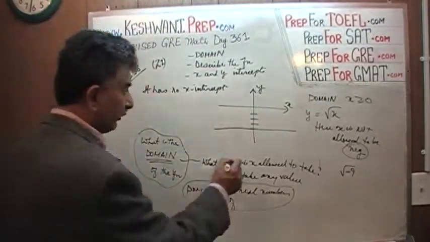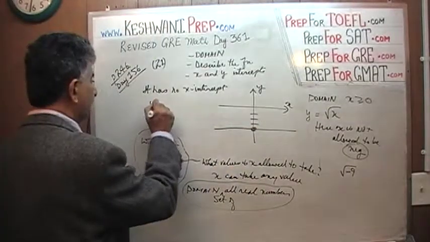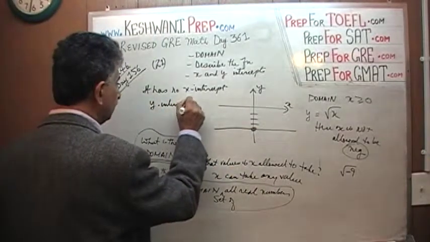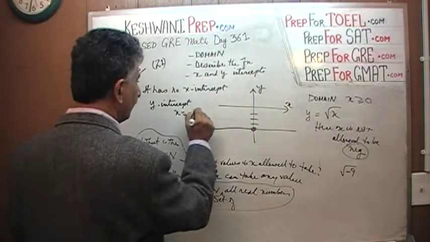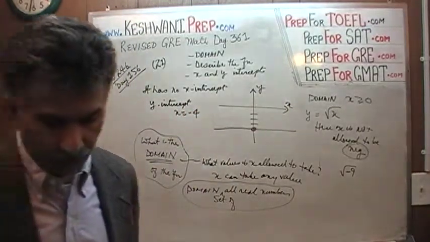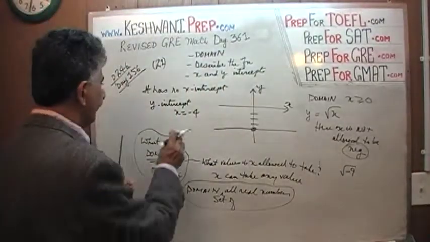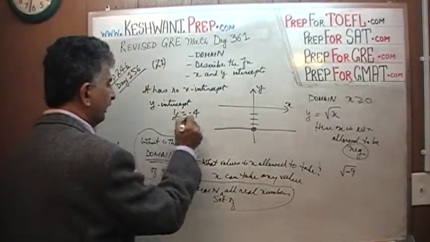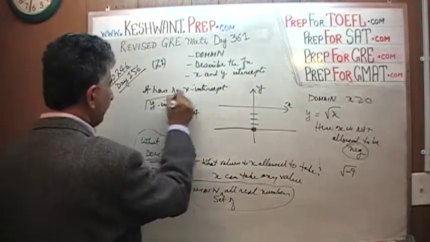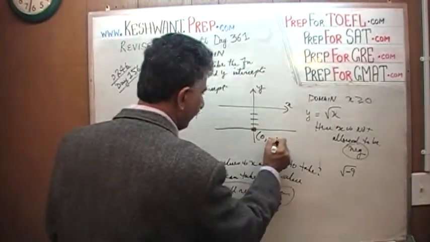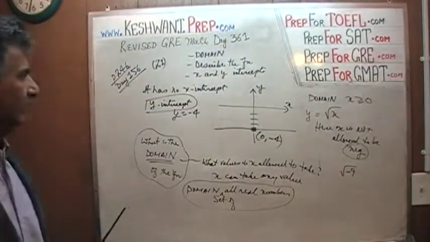What's the y-intercept? Oh, the y-intercept is very straightforward. It's right here. Where does it cut the y-axis? The y-intercept is when y is equal to -4, right here. This point, the y-intercept is (0, -4). That's it. We're done with this problem.